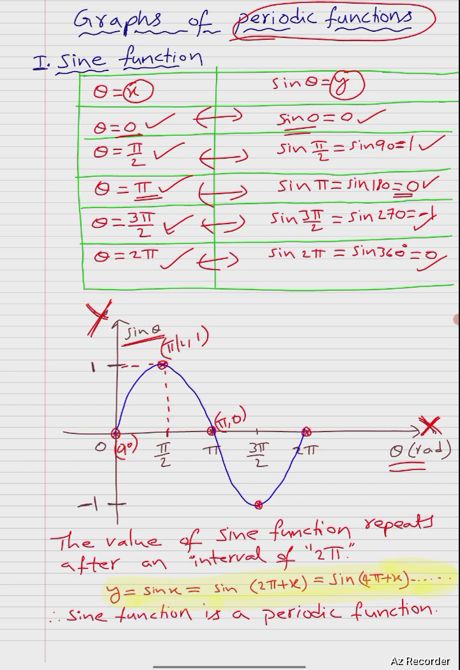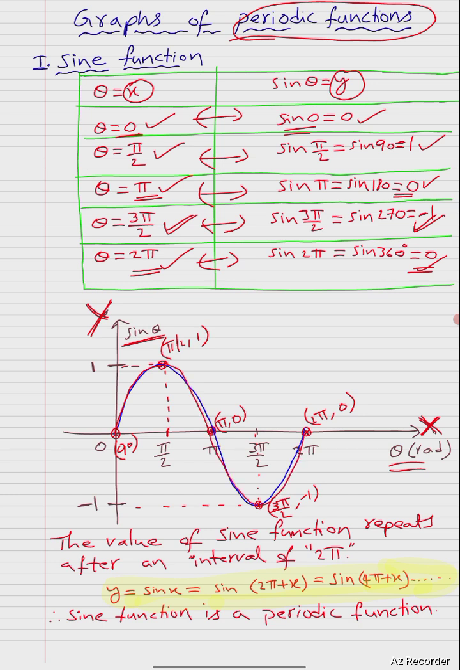Next 3 pi by 2 comma minus 1. Here is 3 pi by 2 and here is a minus 1. 3 pi by 2 comma minus 1. Next, the last coordinate, 2 pi comma 0. So here is 2 pi comma 0. So if you join all these points we get a waveform.